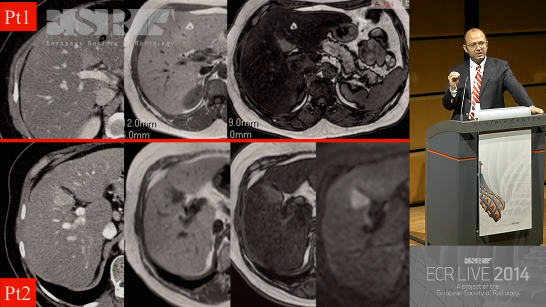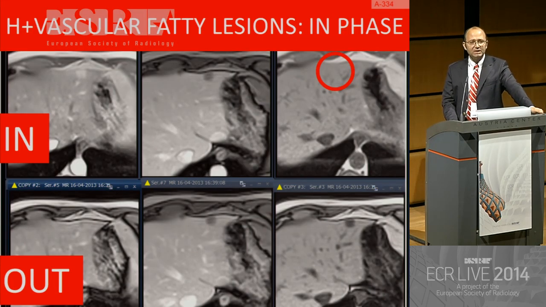pseudotumors or focal fat sparing never has restricted diffusion on DWI images. But look at the metastasis. It has restricted diffusion, and they took the lesion out, and we confirmed that it was a metastasis from colon cancer. How about this thing?